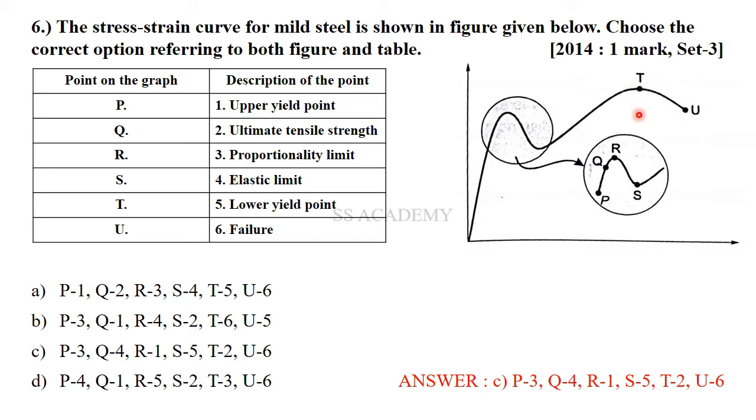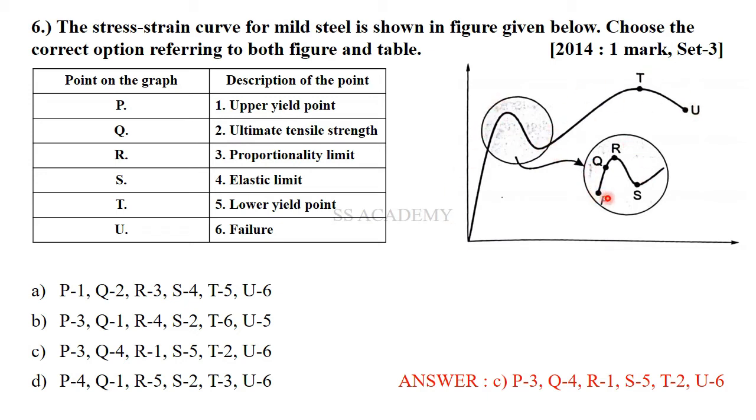This T is called ultimate tensile strength. It is the maximum strength that the material is capable of handling, that is, it can bear without breaking. This is the breaking point or fracture point, that is the failure point where the material completely breaks. Okay, these are the points in a stress strain curve.